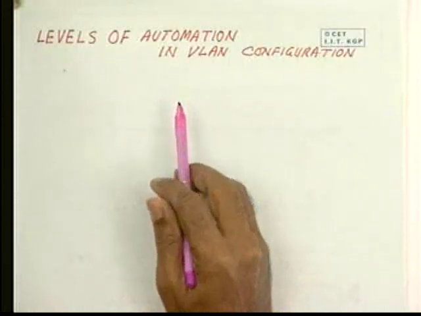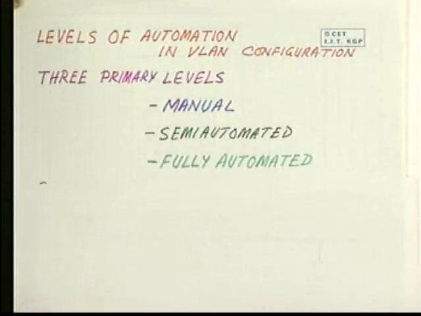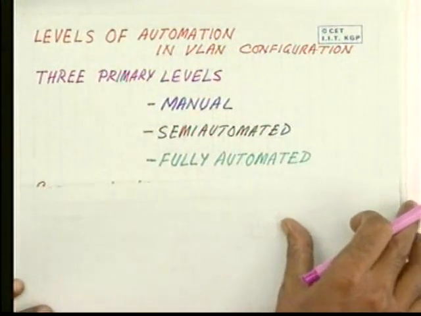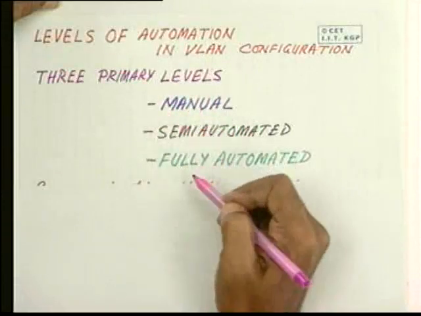If a host moves from one place to another, or if a host wants to change from one group to another group. So, there are three things, and these three things can be configured by using three levels. There are three primary levels. One is manual, in which case all the three cases, initialization, moves and changes, are done by manual technique.